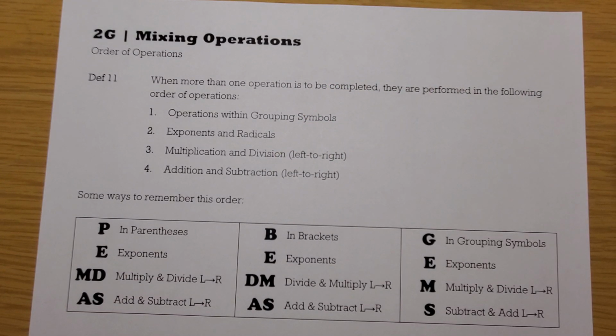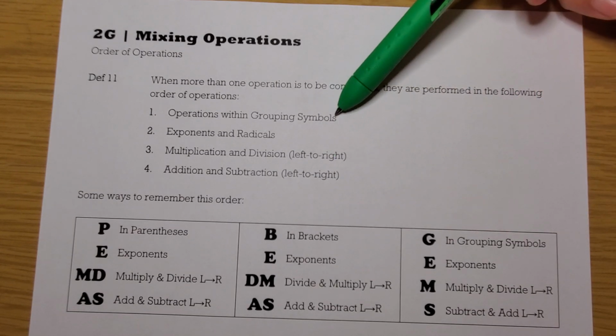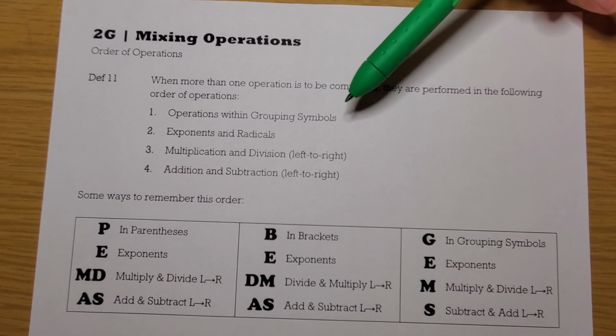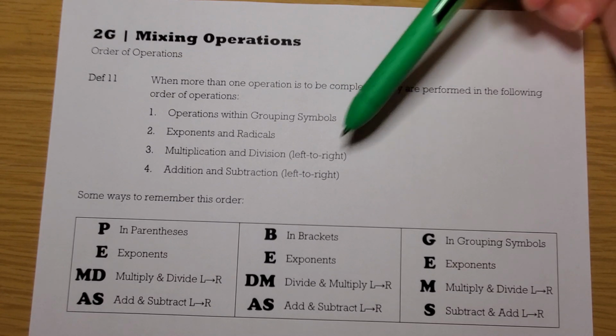But sometimes you might want to do a weaker operation before a more powerful one. Sometimes you might need to do some addition or subtraction before you do multiplication or division. That's why we have grouping symbols. Grouping symbols are like, hey, do this weaker operation first and then carry on.